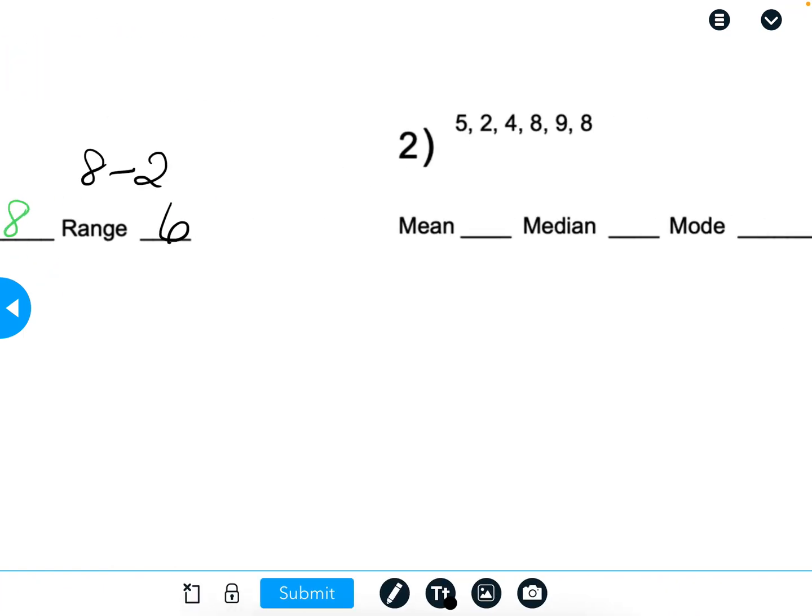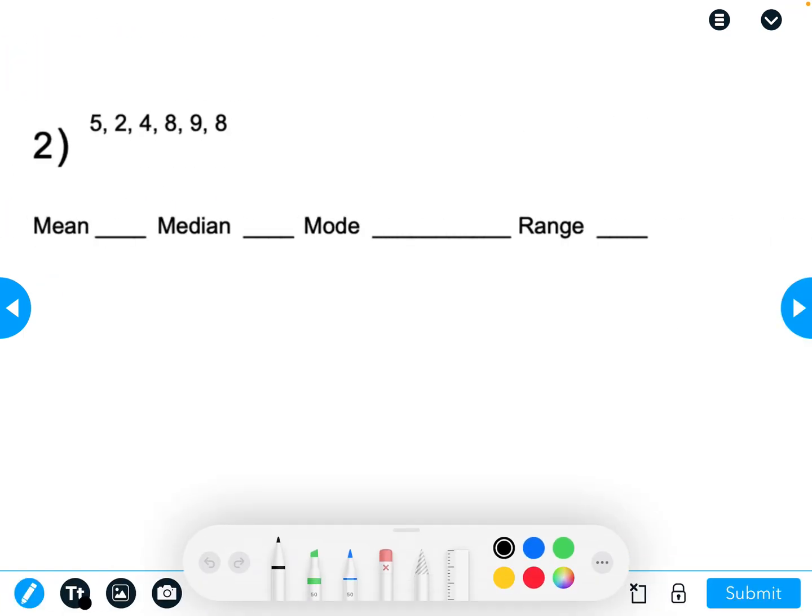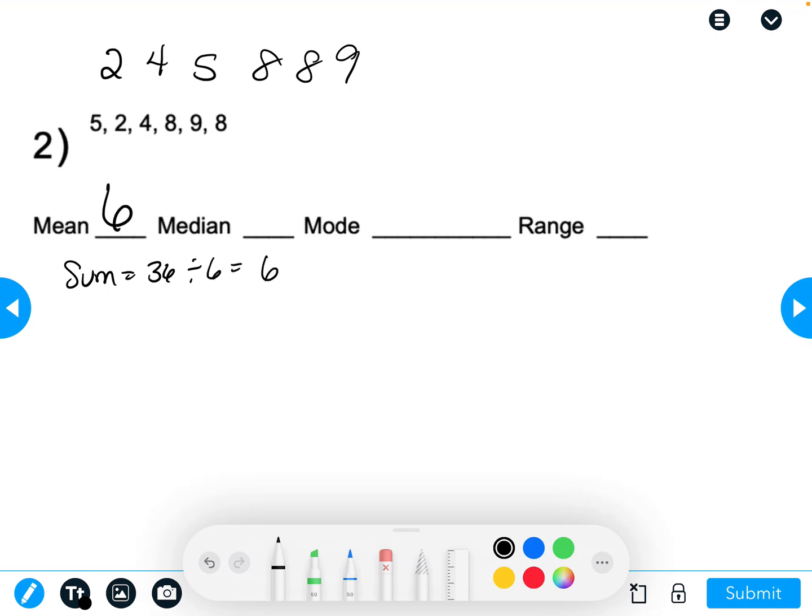Let's check a set of data that doesn't have a middle, so we have to do an extra step. So put them in order: 2, 4, 5, 8, 8, 9. When I'm finding the mean, I add them all together. I get a sum of 36, and I'm going to divide that by, in this case, 6 numbers, which gives us a mean of 6.